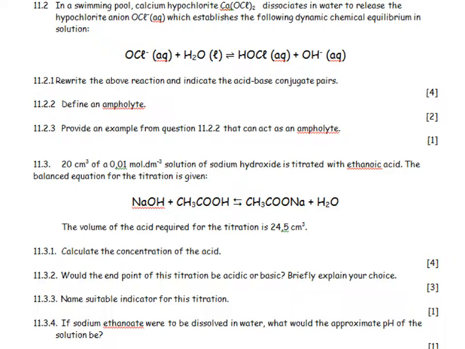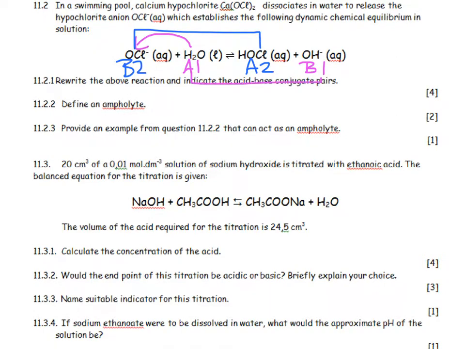In a swimming pool, calcium hypochlorite dissociates in water to release the hypochlorite anion, which establishes the following equilibrium. Rewrite the above reaction and indicate the acid-base conjugate pairs. So you have got a proton that gets sent over there. So this is your proton donor. Acid 1 turns into base 1, and base 2 turns into acid 2. So those are your links between the two, and you'd need to show those links.